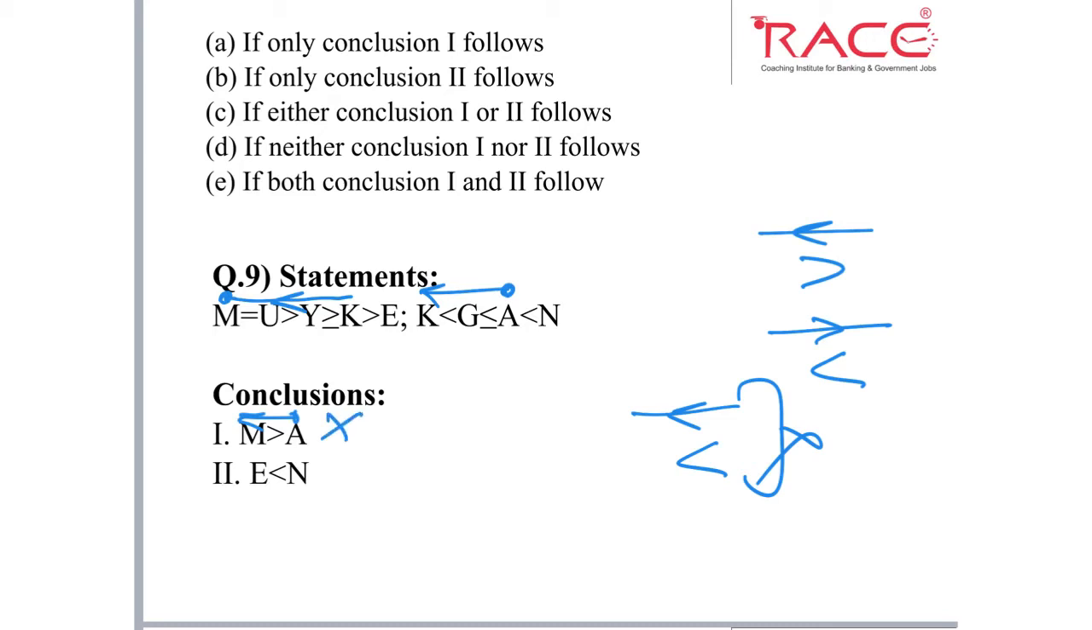Next, from E, where we have E here, and where we have N in the second statement. So from E to K and from K to N. From E to A, open face, from E to K, open face, from K to N again open face.